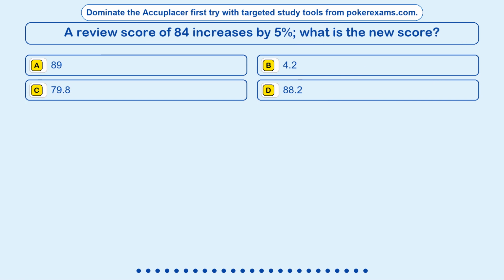Question 4. A review score of 84 increases by 5%. What is the new score? Option A, 89. Option B, 4.2. Option C, 79.8. Option D, 88.2.